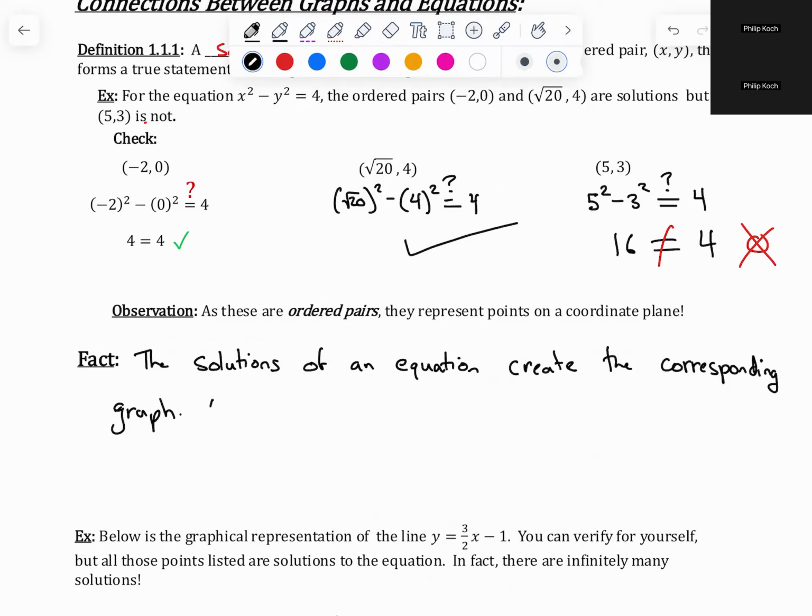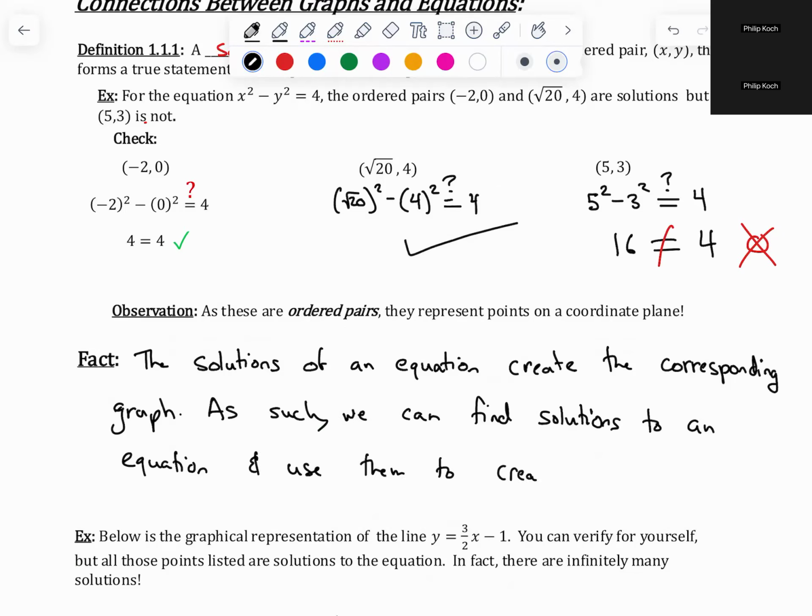And as such, we can find solutions to an equation and use them to create the graph. So, well, how do I find these solutions?